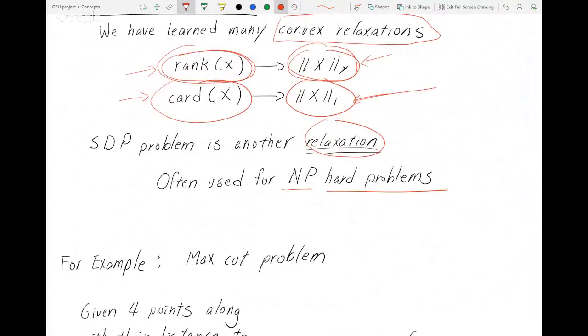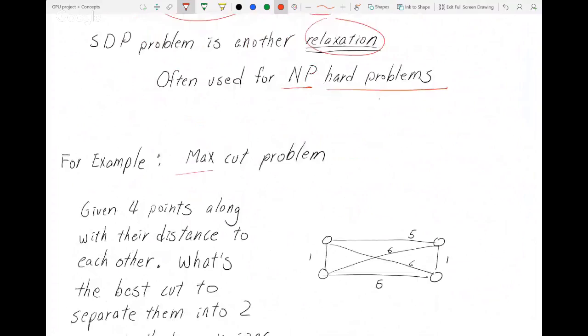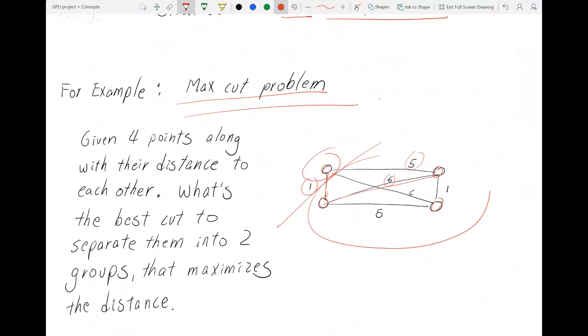I'll give you a very quick example of one of these problems. The famous one is called the max cut problem. Let's say you have 4 nodes, 1, 2, 3, 4, and they all have distances to each other. Written here, the distance is 1, the distance is 6, from here to here the distance is 5. The idea is you want to separate them into 2 groups of nodes such that the distance between the 2 groups is maximized.